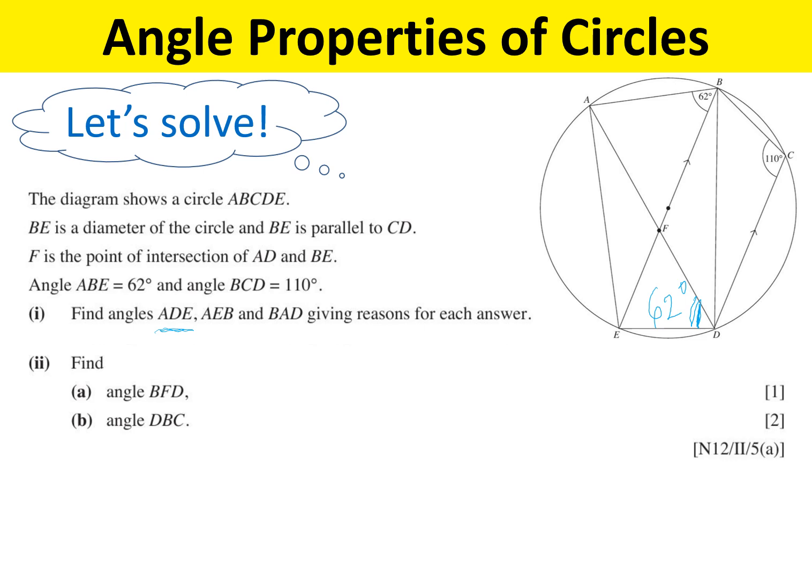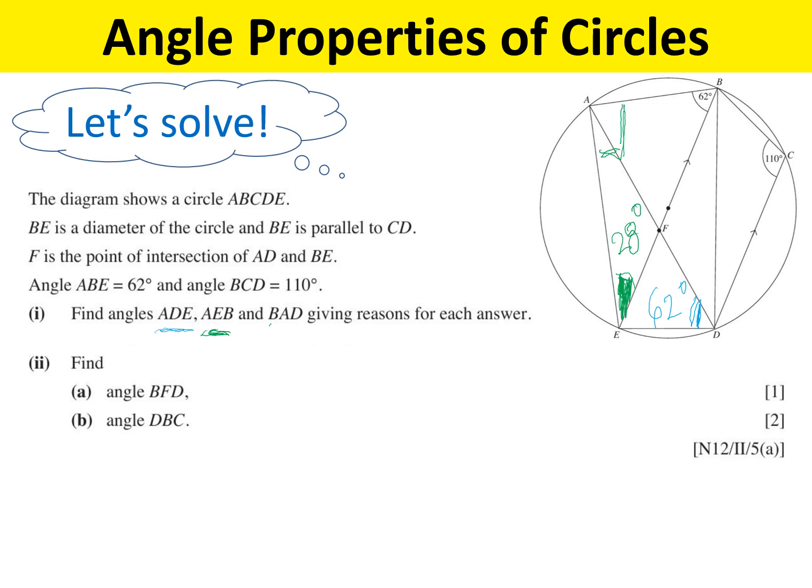Now, similarly, if we look at angle AEB, which is this one here, if you have identified the properties in my previous slides, then you will know that I can easily solve this by using right angle in the semicircle, because we already know angle BAE is 90 degrees. So to get angle AEB, it is simply 90 degrees minus 62, and this gives the answer 28 degrees. The reason: right angle in a semicircle.